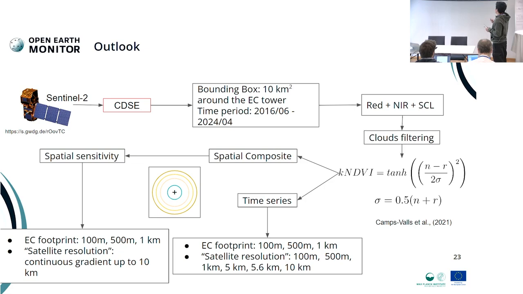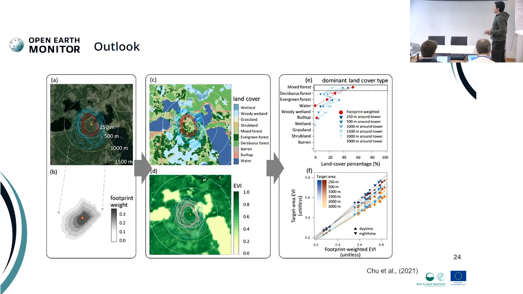Something to consider, and we are still thinking about it, is that for sure the footprint of the eddy covariance tower is not static, but it is changing in time, basically minute to minute, depending on the wind conditions and surface roughness. So we are thinking about whether we should incorporate a proper footprint model at this stage, or maybe keep it for a different study later.